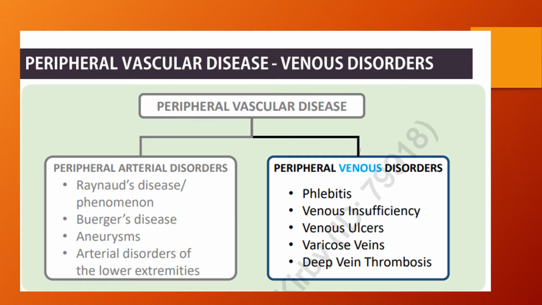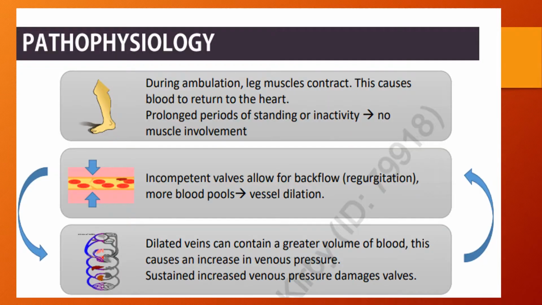Today we're going to talk about peripheral venous disorders. So we will discuss phlebitis, venous insufficiency, venous ulcers, varicose veins, as well as deep vein thrombosis. So peripheral venous disease differs from peripheral artery disease because the blood is pooling in the lower extremities. Therefore, it has a problem with getting from the lower extremities or from the legs and the feet back to the heart. With PAD, it's a problem getting the blood to the lower extremities due to occlusions and clots.